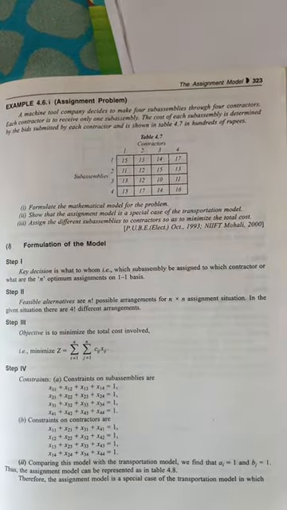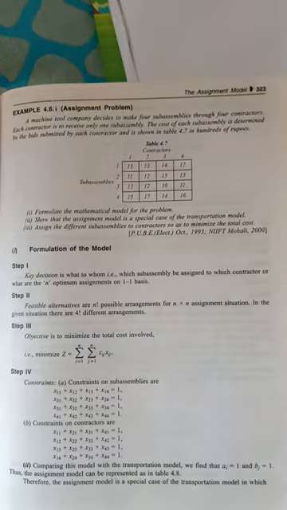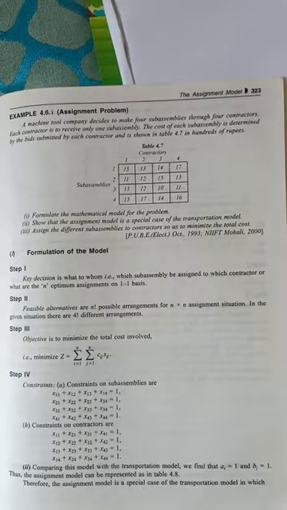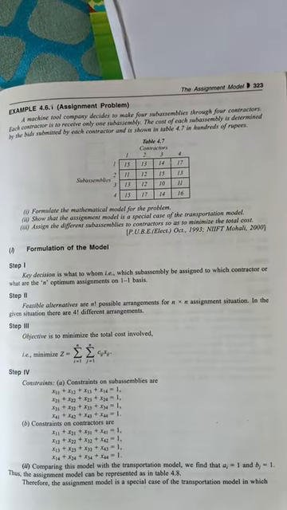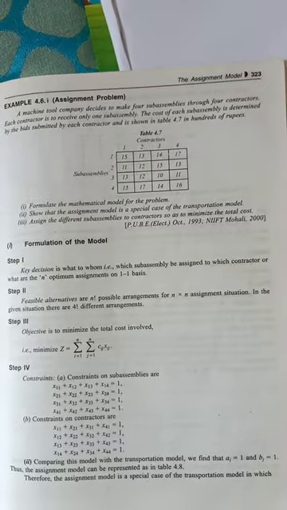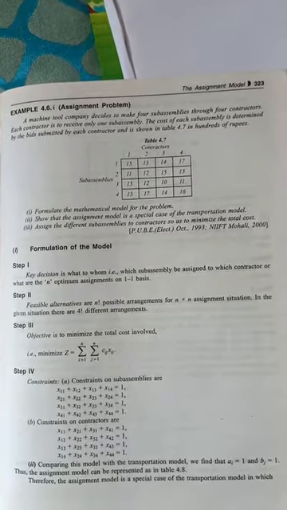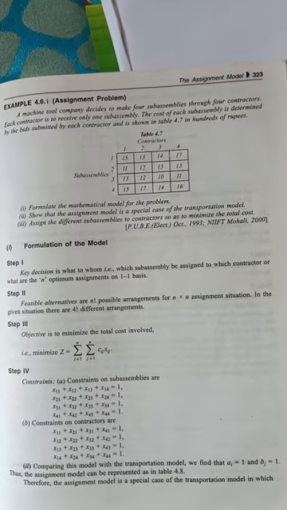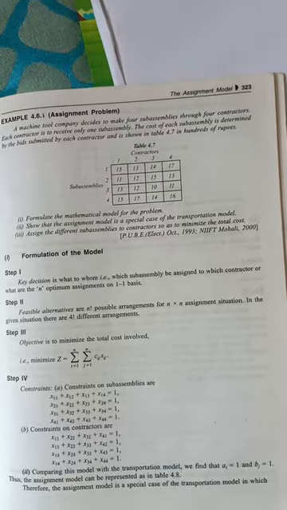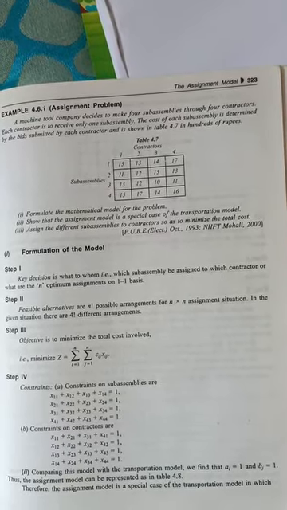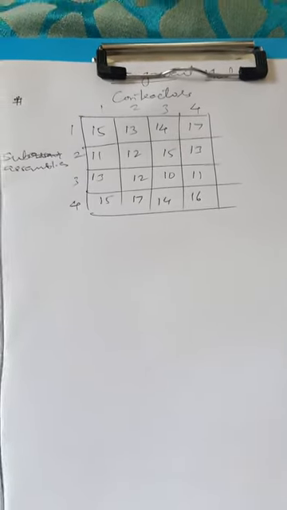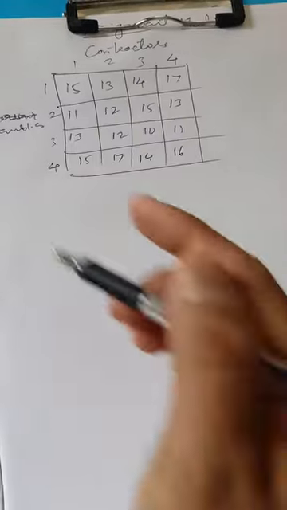I'll read out the problem definition. A machine tool company decides to make 4 sub-assemblies through 4 contractors. Each contractor is to receive only one sub-assembly. The cost of each sub-assembly is determined by the bids submitted by each contractor and is as shown in the table, in hundreds of rupees. Determine the assignment of the different sub-assemblies to the contractors so as to minimize the total assignment cost. So this is the given problem.